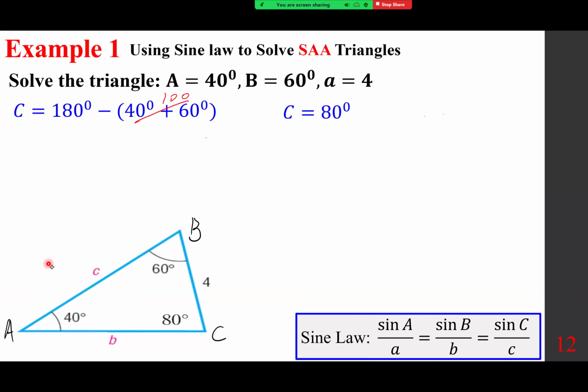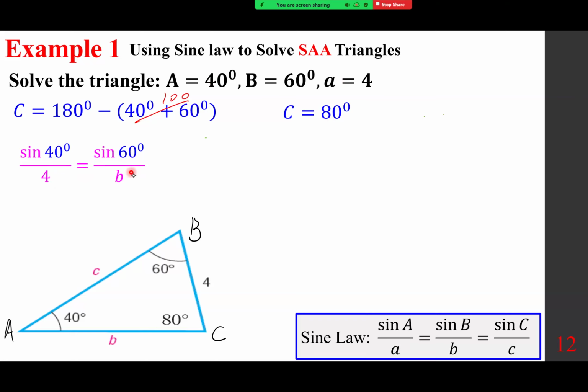To find the side, we are going to go with the sine law. Even if they don't mention sine law, that's the one we are going to use anyway. Sine A over a equals sine B over b. And always try to use the given rather than the one that you've calculated. Although we've calculated this, we don't want to take a chance. You always stick with the ones that are given if possible. In this case, sine 40 over 4 equals sine 60 over b, because b is missing.